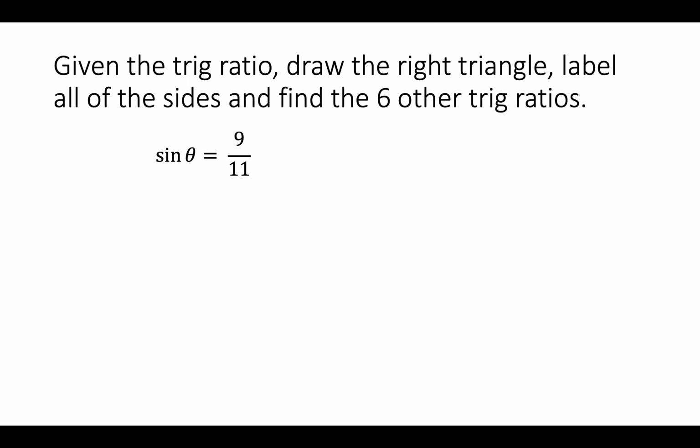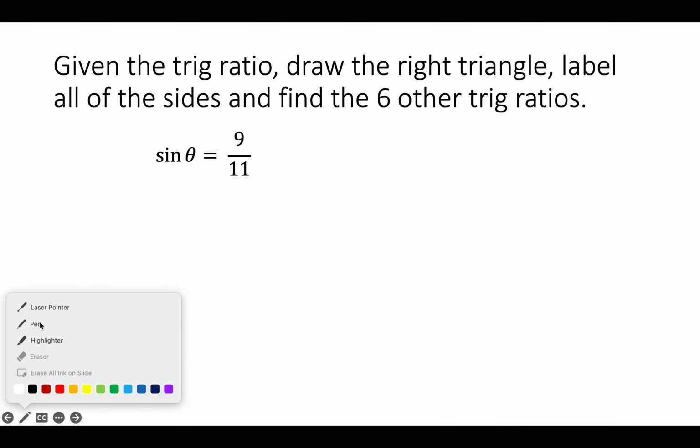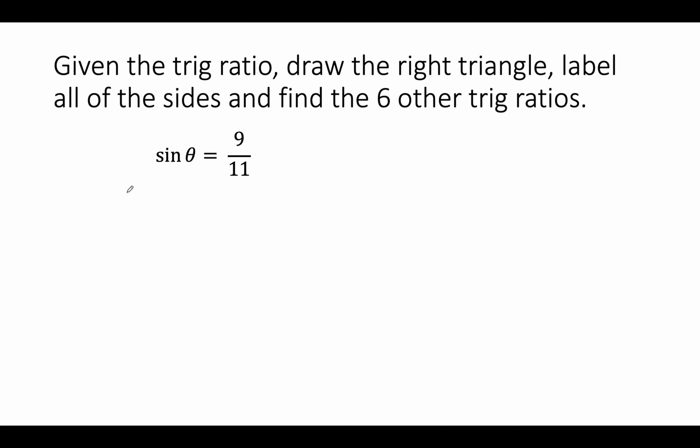The sine of the angle is given as 9/11. Find the 6 trig ratios. So what we're doing here is basically SOHCAHTOA, and we'll be using that extensively. So I always draw a triangle. All my triangles kind of look the same. Opposite over hypotenuse, 11 and 9.